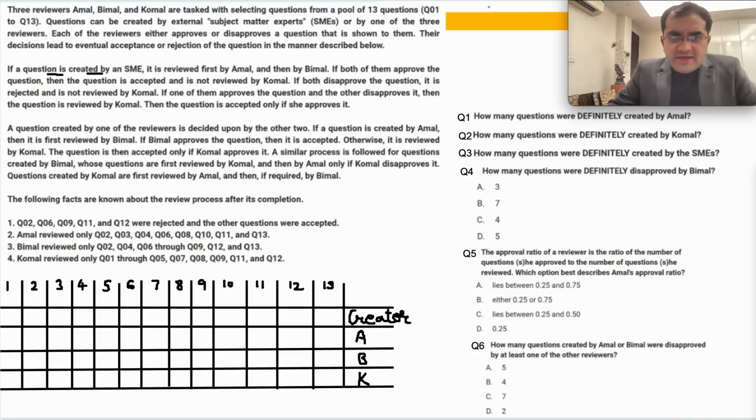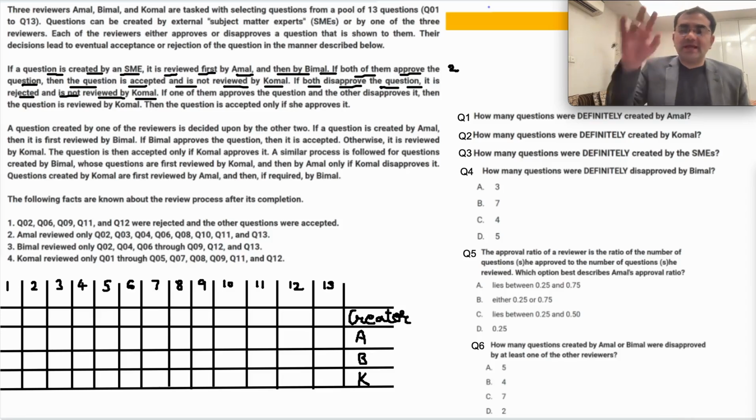Now, if a question is created by the SME, it is reviewed first by A and B. A and B will see it. If both of them approve, the question is accepted and K will not see it. So first, A and B will see it, if both approved, then K need not see it. If both disapprove, then it is rejected and it is not reviewed by K. Okay? Which means that in this scenario, two people will be looking at the question.